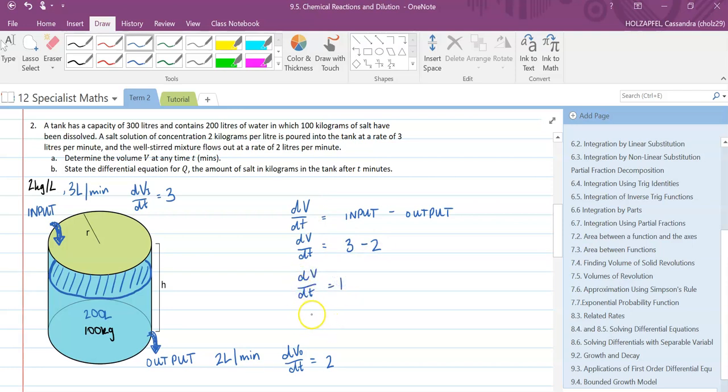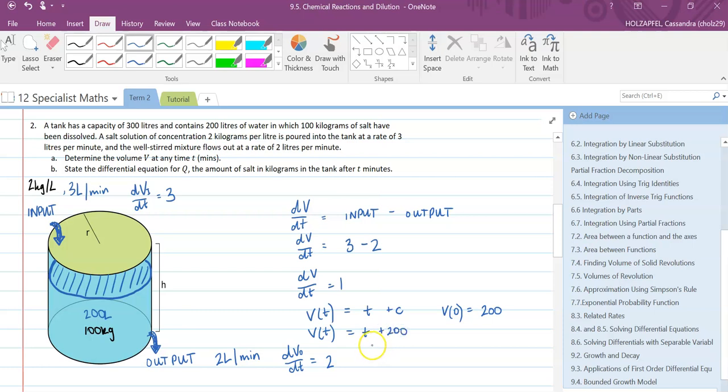Now we need to integrate both sides to find the volume at any time, and we end up with t plus our constant c. So let's work out c now, and we can do that using some information that we've already been given, because we know that when t is equal to 0, the tank already contains 200 litres of water. So c must be equal to 200 as well. So our volume at any time is going to be equal to t plus 200.